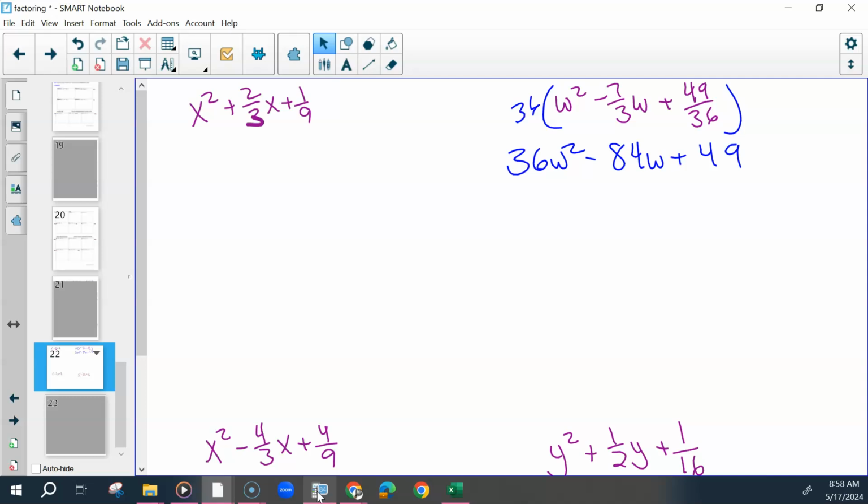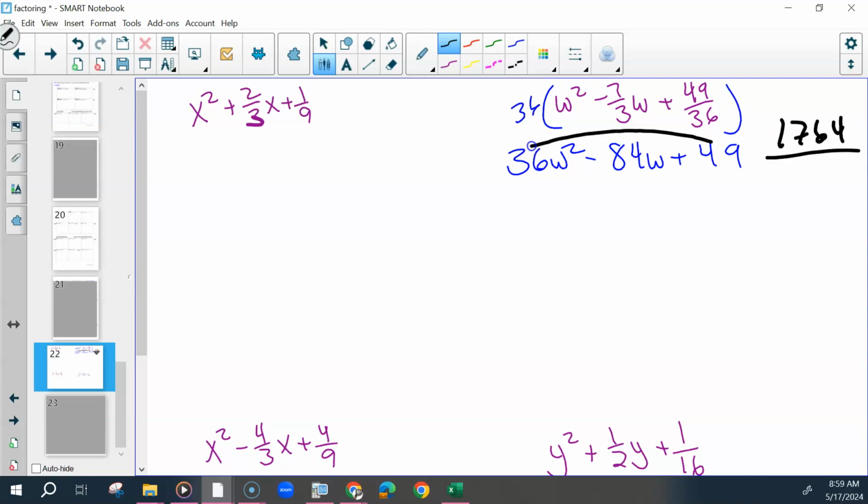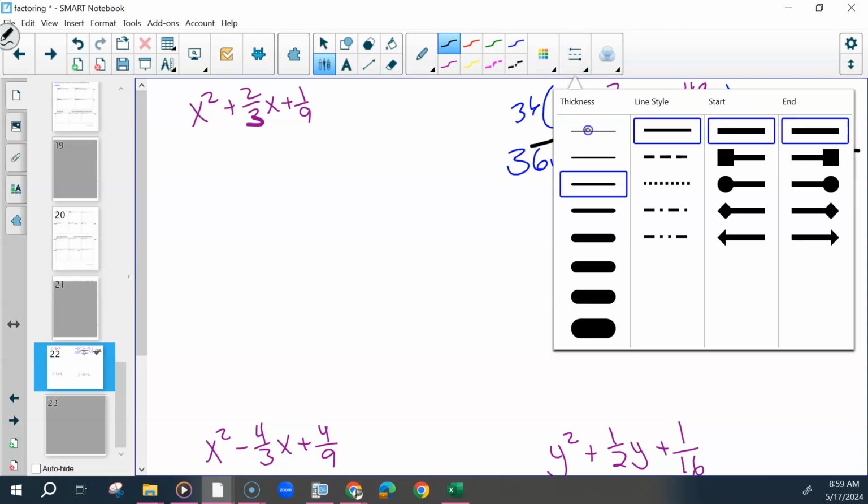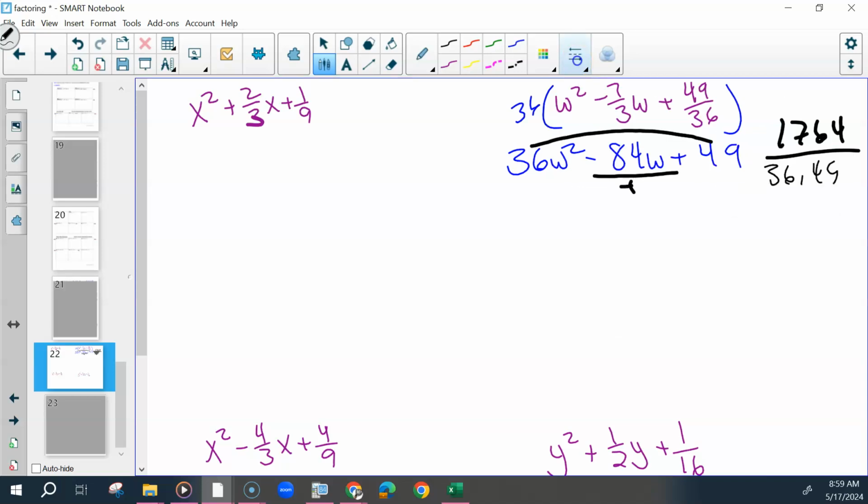Which means we then have to multiply 36 and 49. And find 2 numbers that would multiply to get this, but add or subtract to be negative 84. I know that 36 times 49 will give me that number, but they would both need to be negative. If I were to add them or subtract them together, I get negative 85. So it's close. So it has to be somewhere in between 36 and 49. So we'll just start dividing.